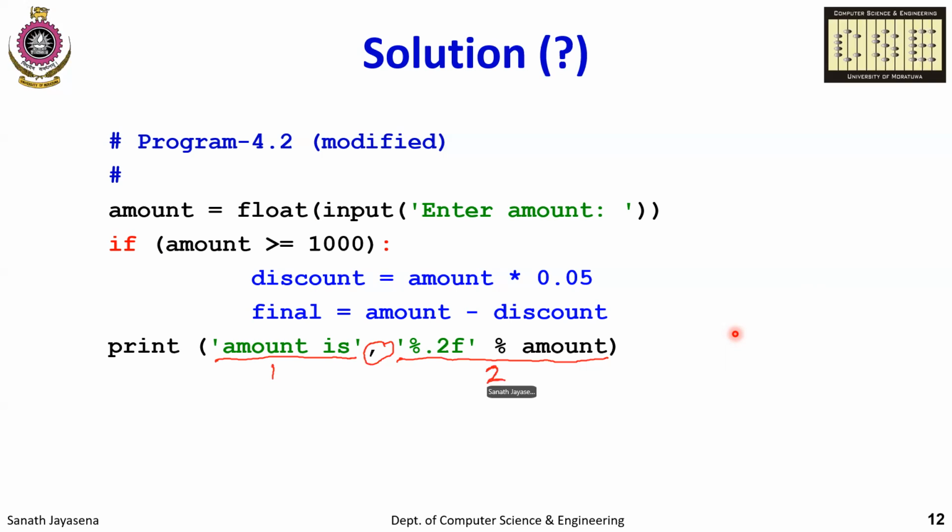What is the second argument of the print function? What does it tell? It actually has 2 parts, separated by this percentage sign, percentage symbol. After the percentage symbol, you get the variable name amount, which is the one we just used here, right? So what does this do actually? The second argument is asking print to display the value of this variable amount, right?